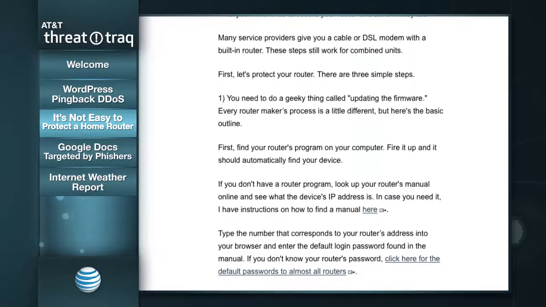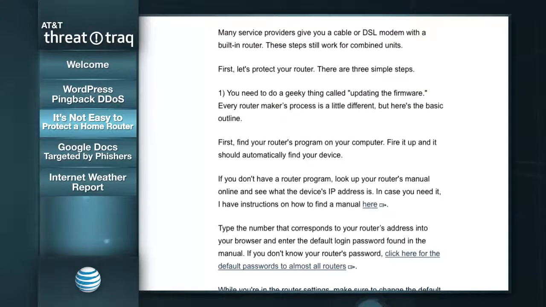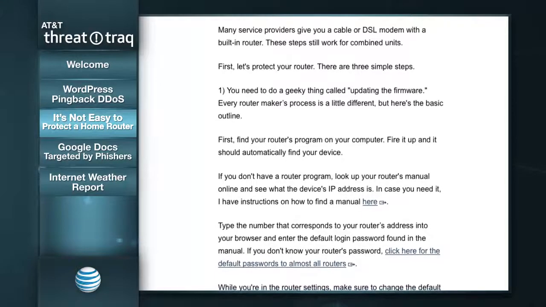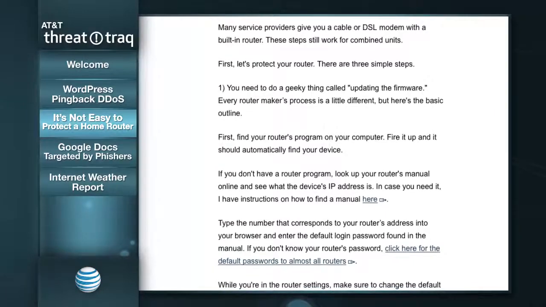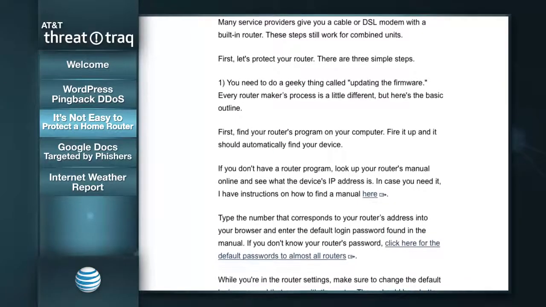So I'm just going to read from the article a little bit here, and it gets to this point where, let's protect your router. There are 3 simple steps. Step 1, you need to do a geeky thing called updating the firmware. Every router makes a process a little bit different, but here's the basic outline. First, find your router's program on your computer. Boy, that sounds, what program? That's pretty vague. Fire it up and it should automatically find your device.